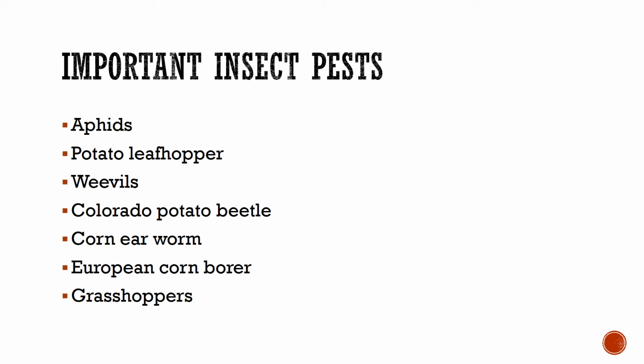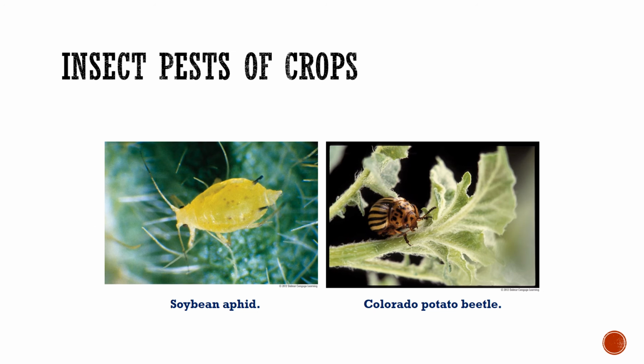All right, so important insect pests that we see, very common around here, are aphids, especially soybean aphids, and we'll talk more about that. Weevils in pecan trees. We have corn earworm that we've seen a lot, and grasshoppers. Those are very detrimental to a lot of crops, more so being soybeans. So here's a soybean aphid on the left-hand side, very yellow in color. Very destructive to soybeans. And then the Colorado potato beetle, but they'll feed on more than just potato leaves.